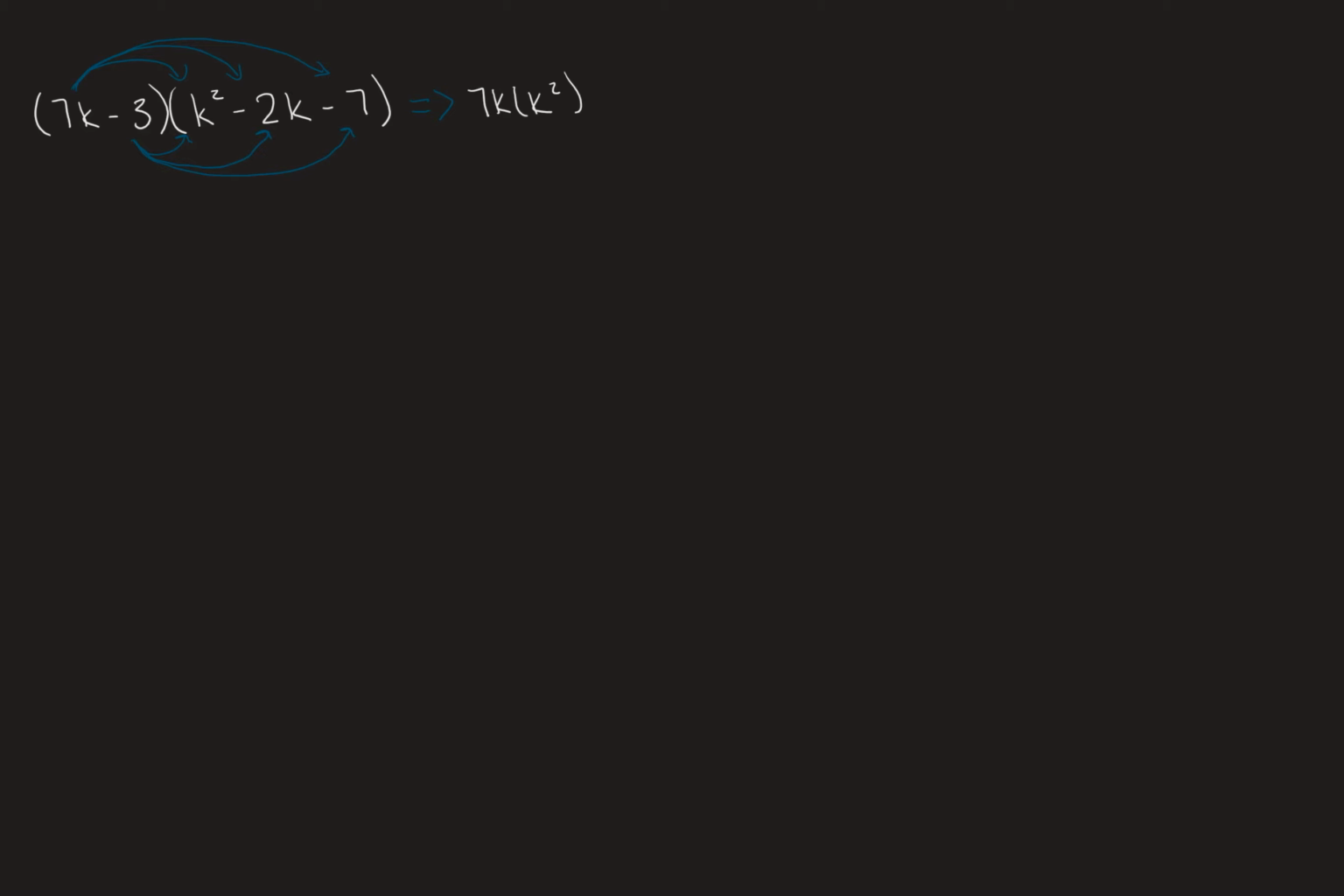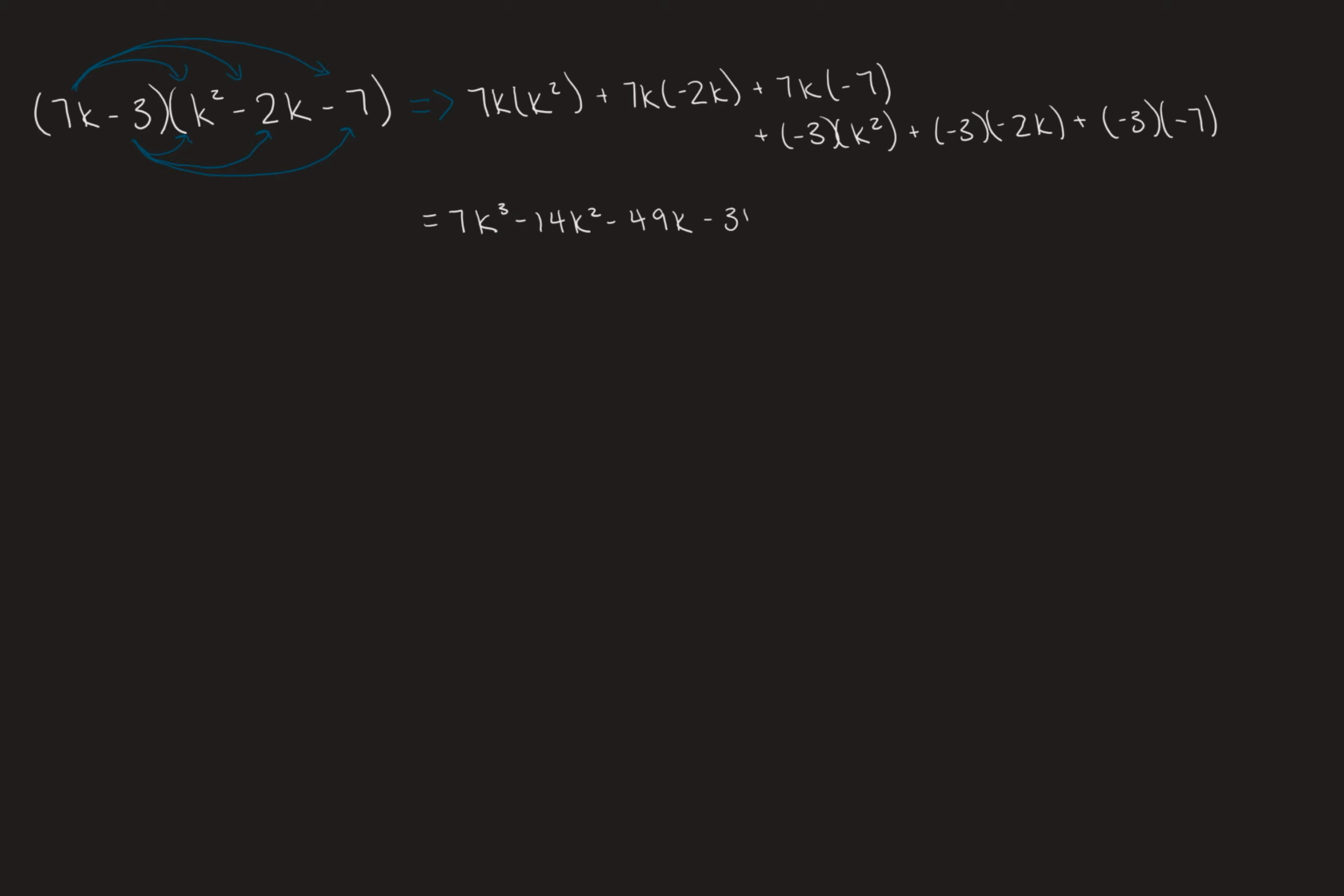So we get 7k times k squared plus 7k times negative 2k plus 7k times negative 7 plus negative 3 times k squared plus negative 3 times negative 2k plus negative 3 times negative 7. This gives us 7k to the third minus 14k squared minus 49k minus 3k squared plus 6k plus 21. From here, combine your like terms, and we get 7k to the third minus 17k squared minus 43k plus 21.